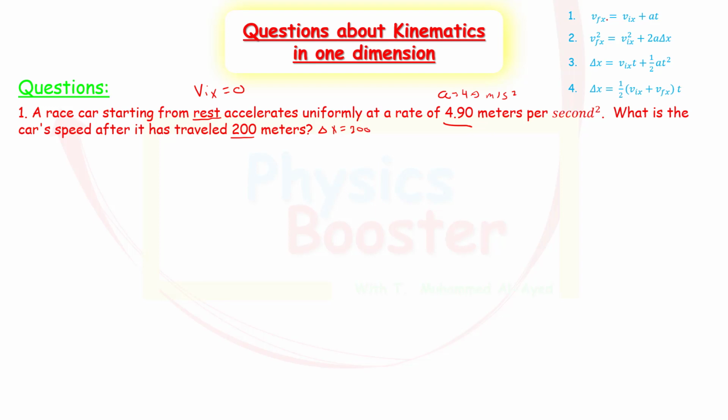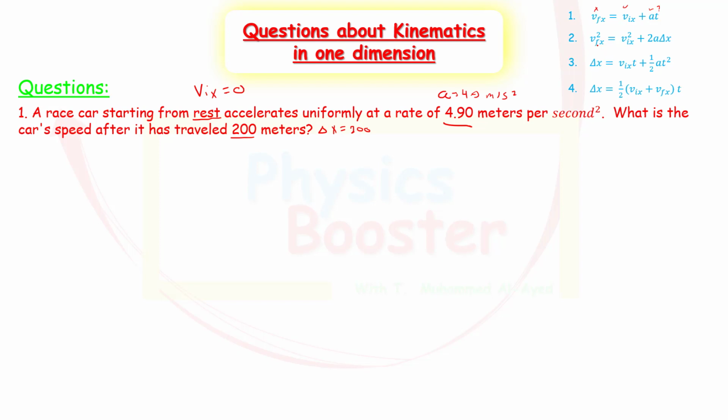Now, let's start with the first equation. The first equation says that v final x is equal to v initial x plus a multiplied by t. Do we have v final x? No, we do not. Do we have v initial x? Yes, we do. Do we have the acceleration? Yes. Do we have time? We do not. So, two unknowns, we can't solve this problem.